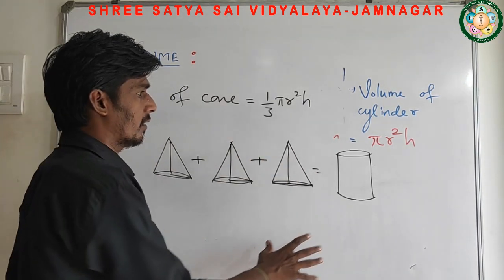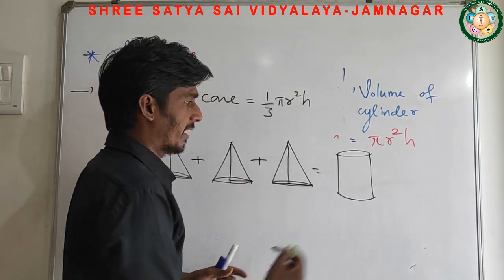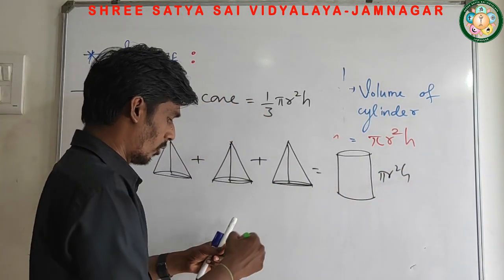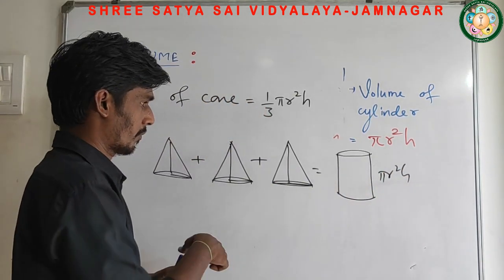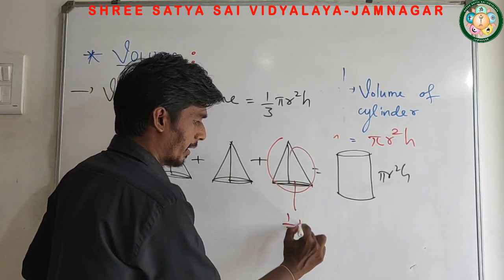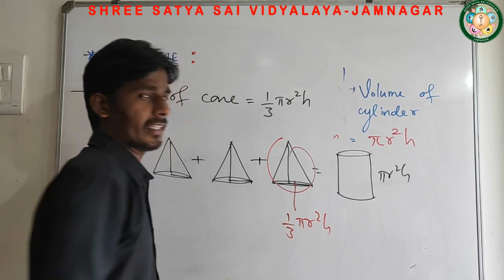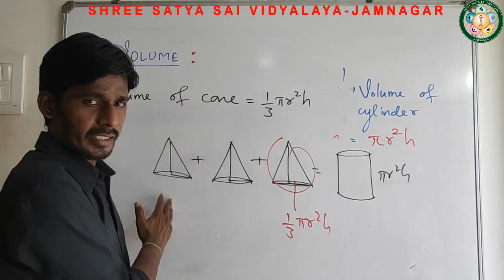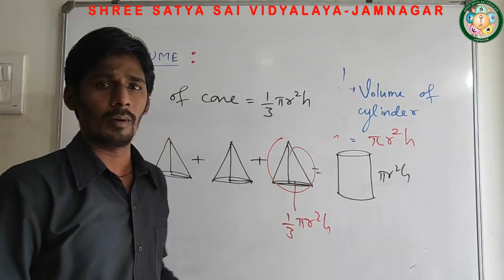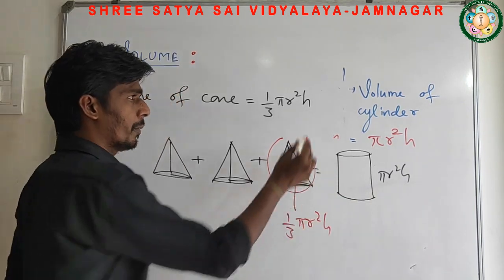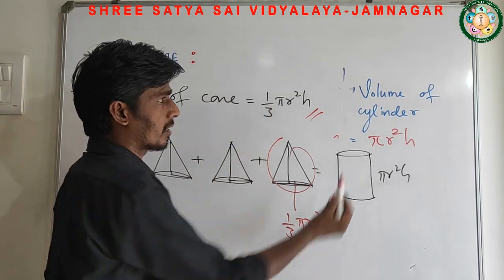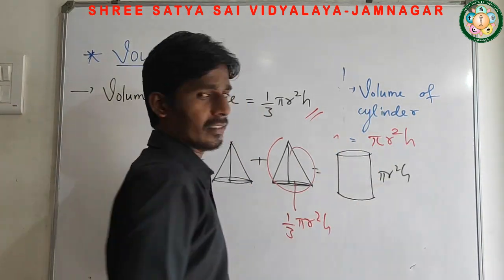So what does it mean? The volume of this cylinder is pi r square h, and the volume of a single cone is 1 by 3 pi r square h, because by combining 3 cones of equal height and equal radius, we get the volume of a cylinder. But you have to remember only this part: volume of cone 1 by 3 pi r square h, volume of cylinder pi r square h.